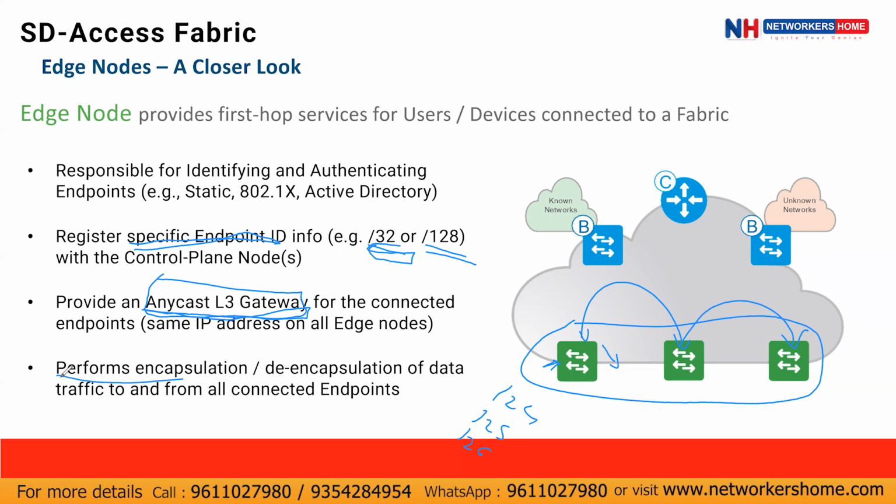And this edge node performs the encapsulation and decapsulation of the data traffic to and from the connected endpoints. Whatever data is exchanged between the endpoints, the edge node does the encapsulation before leaving this specific edge node. And if any traffic comes to that edge node, it is responsible for the decapsulation.